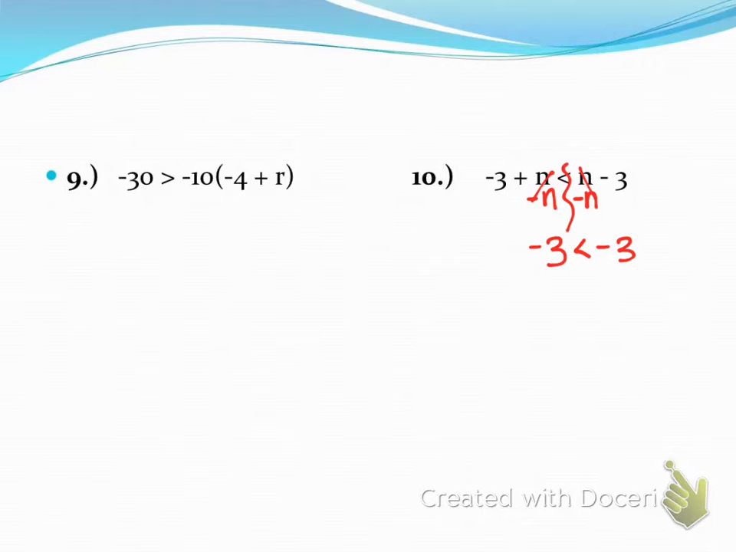This is when we have to decide if it's no solution or all real numbers. We have two options. How many people believe right now that this is no solution? How many people think it's all real numbers? How many people have no idea how we're supposed to decide? It's okay if that's the case. Does anyone want to defend their answer?